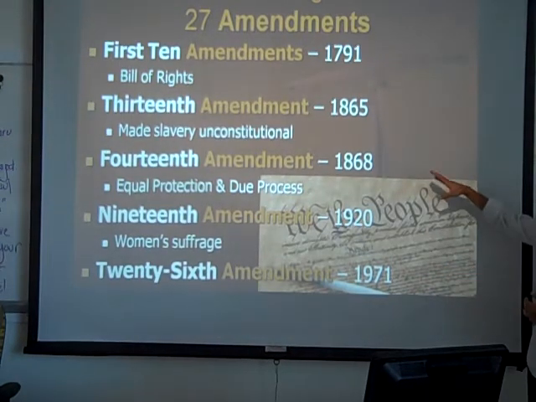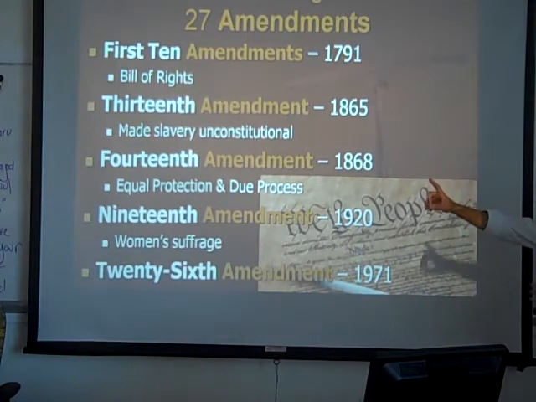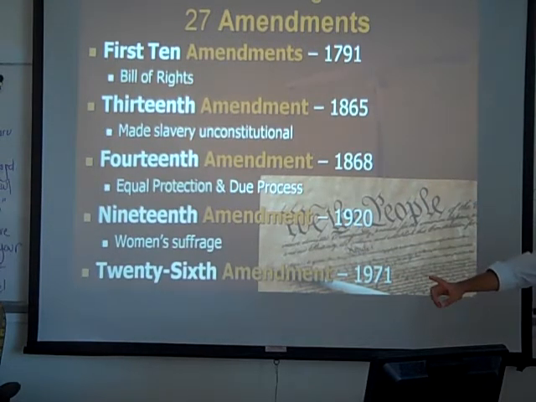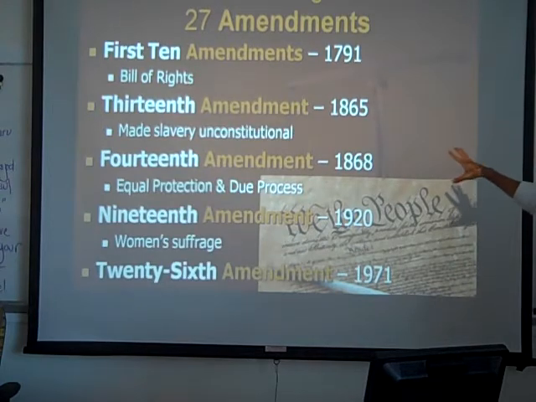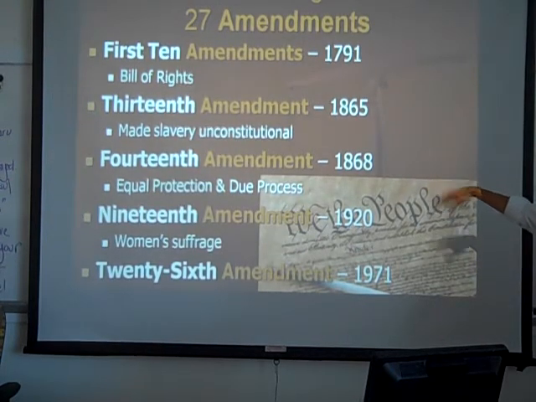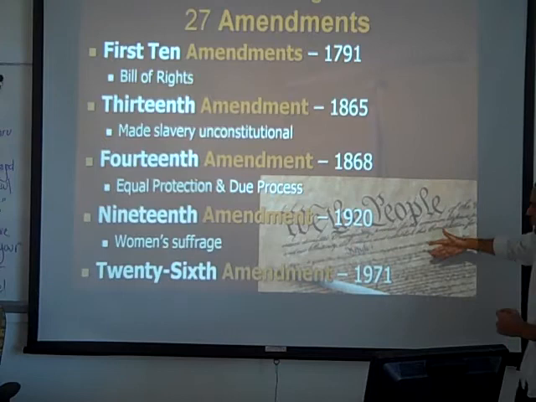And so the point here is just understand that 1, the Constitution has been amended 27 times. 2, the first 10 amendments are called the Bill of Rights. They were enacted in 1791. And 3, we keep amending the Constitution over time.